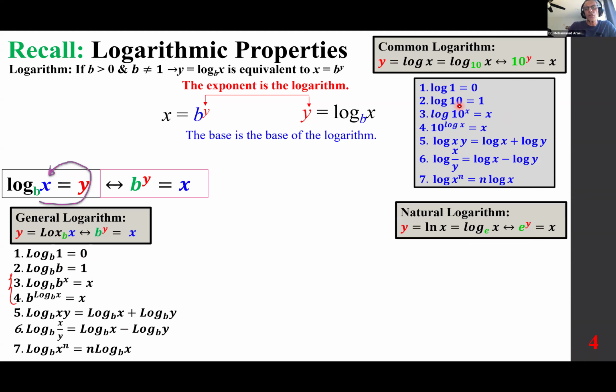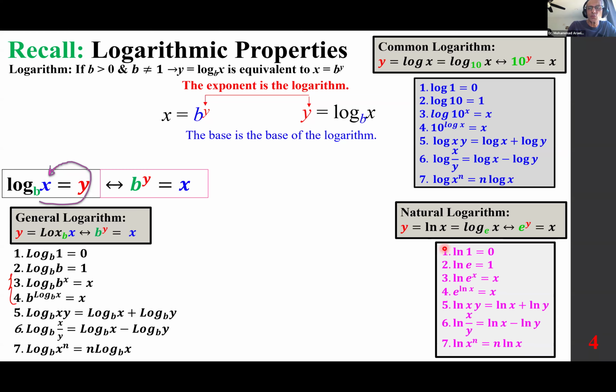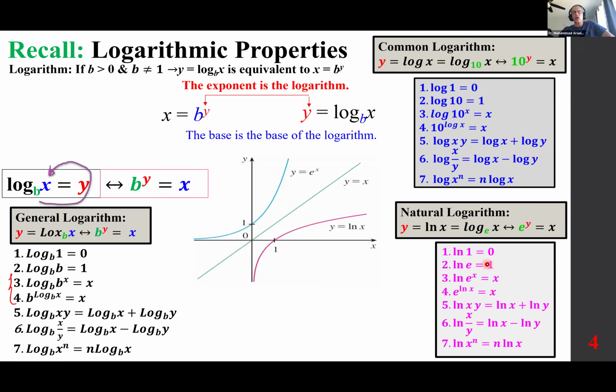In the case of a natural log, y equals ln x means log x base e, the base is e. And properties, again, numbers 1, 5, 6, 7, just drop the log and change it to ln. But for example, number 2, why is this ln e? Number 2 says the base and the argument must be the same. This one has the base e, therefore the argument must be e as well.